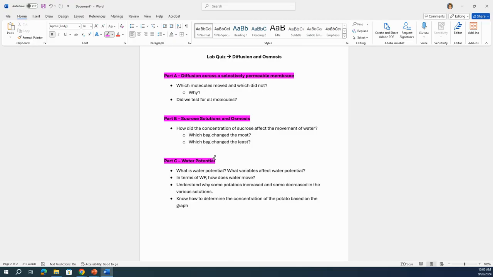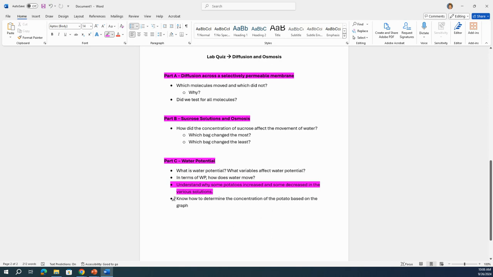But the basic idea was we took potato cores, and we placed them in different concentrations of solutions. In the video, they used salt. In the actual lab, it was sucrose, but just understand that it's just a solute concentration. And so you do need to understand that the potato does have its own concentration of solute. And so you need to understand, why did some potatoes increase and why did some potatoes decrease? And that's based on water potential, okay?